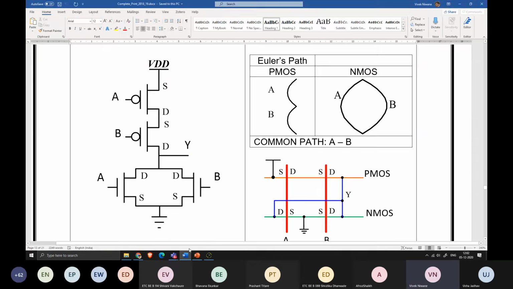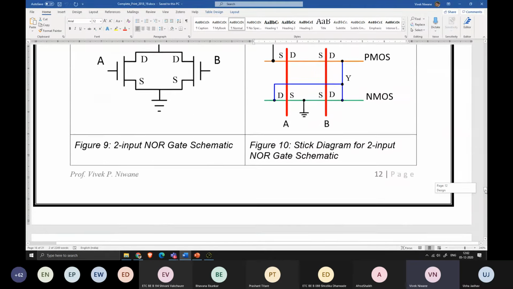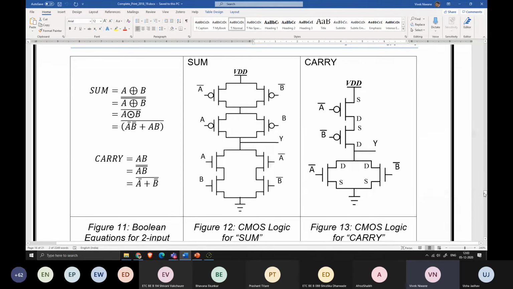तो यही स्कीमेटिक यहाँ पे ड्रॉ किया है. PMOSes are connected in series, NMOSes are connected in parallel. सोर्स एंड ड्रेन नॉमेनक्लेचर निकाला, यूलर्स पाथ आइडेंटिफाई किया, कॉमन पाथ, अभी 2 ही टर्मिनल है तो फिर इजी है. एंड यू हैव ड्रॉन द स्टिक डायग्राम, स्टिक डायग्राम से आपको लेआउट ड्रॉ करना है. ओके, नाउ इट कम्स टू हाफ एडर.